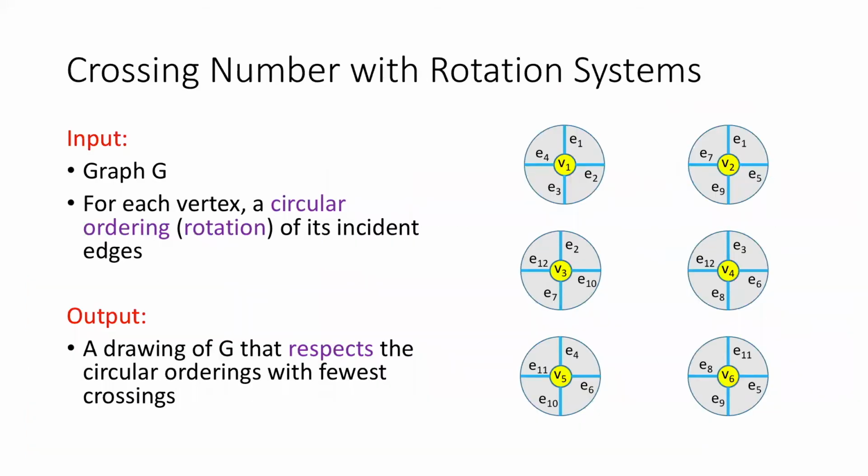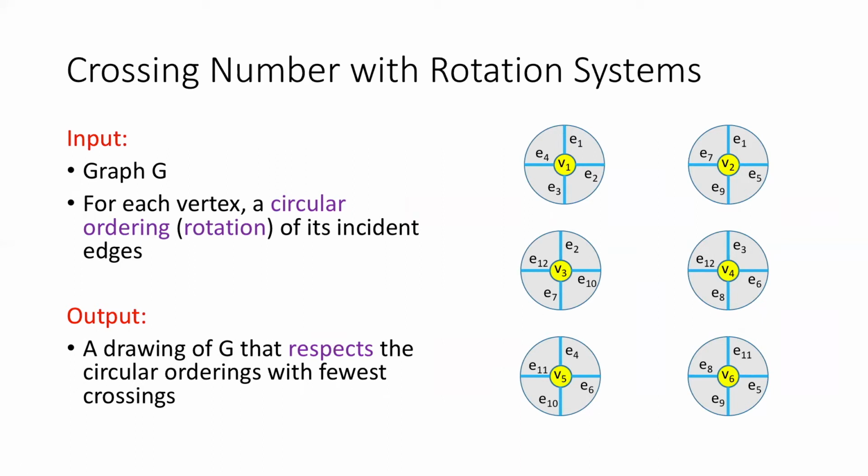So what is this new problem, crossing number with rotation system? The input is not only the graph G, but also for each vertex, a circular ordering of its incident edges, as shown on the right, which we call the rotation of the vertex. So for example, if the incident edges of V1 are E1, E2, E3, E4, as shown on the right, we are also given a circular ordering of these edges, which is E1, E2, E3, E4 clockwise.